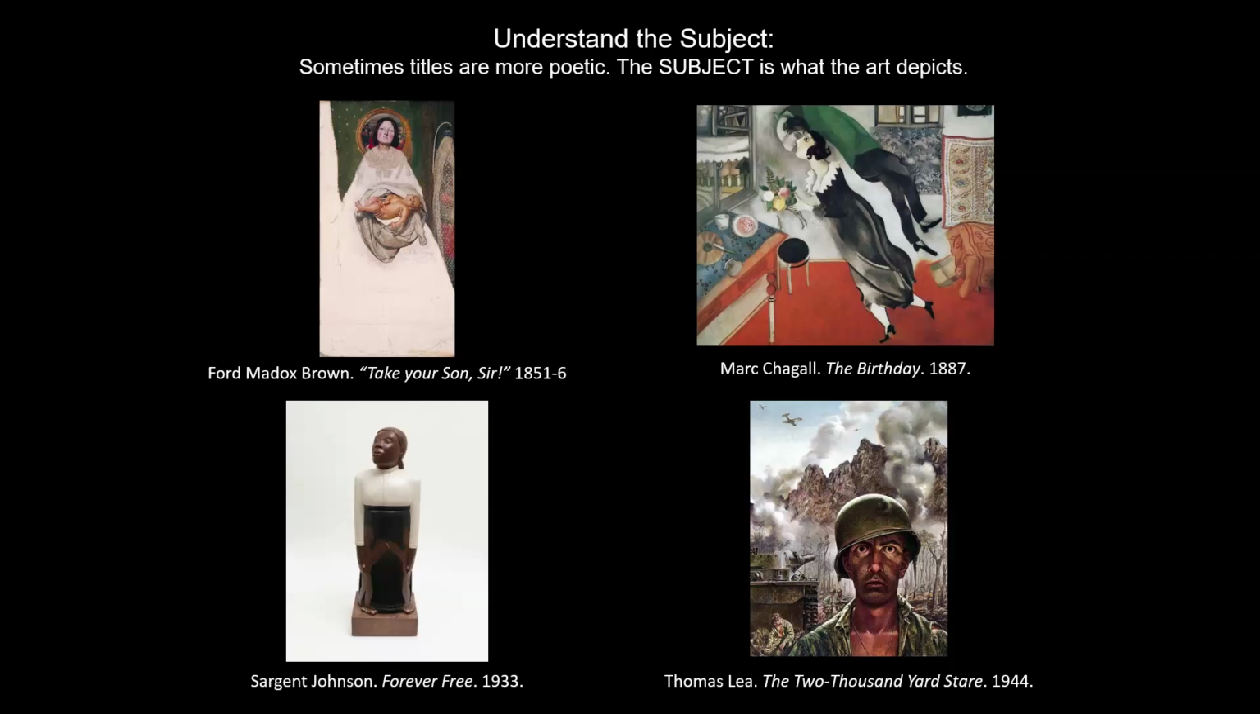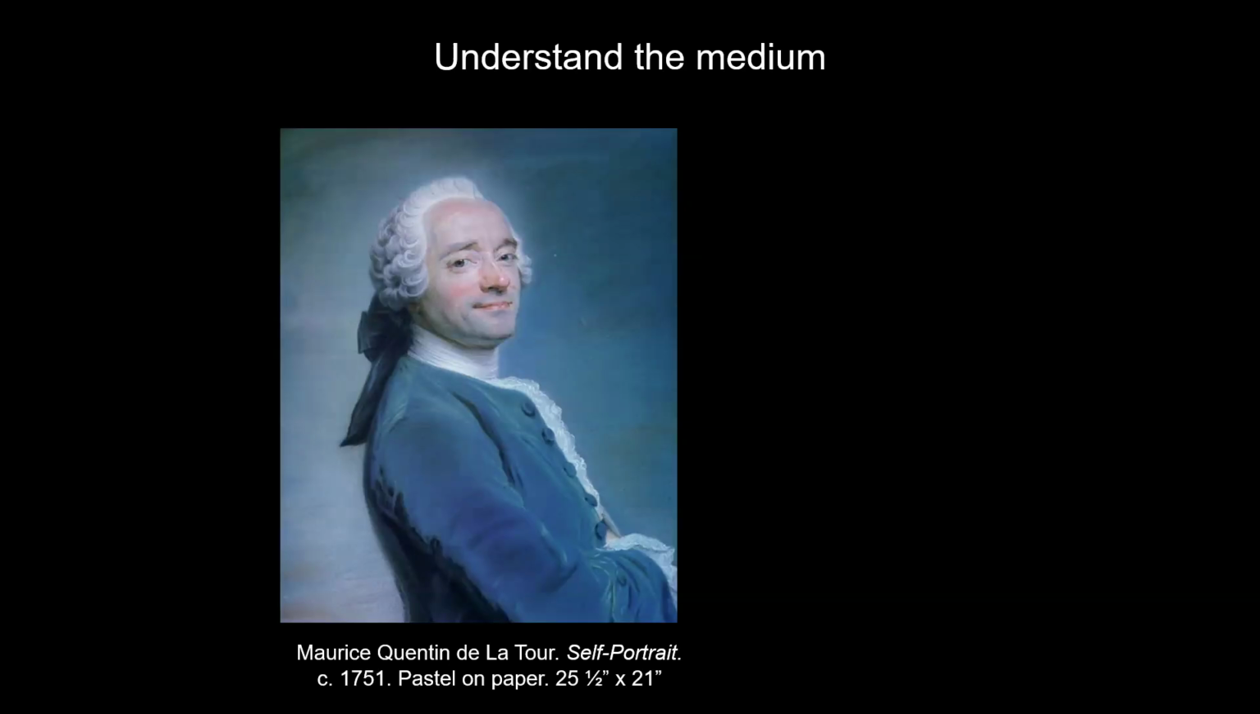This is a random assortment of works of art where the titles are rather poetic. So if I asked you what is the subject of, say, Forever Free, it is a woman with her children. That is what it is an image of. So many times the title tells us the subject of the art, but again, sometimes it's a bit more poetic. The subject is what you see, what the artist has depicted. All right, so let's take a look at some works of art and some questions that you might expect on your first test.